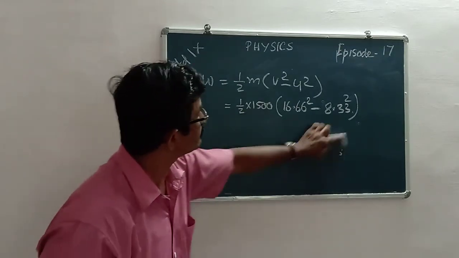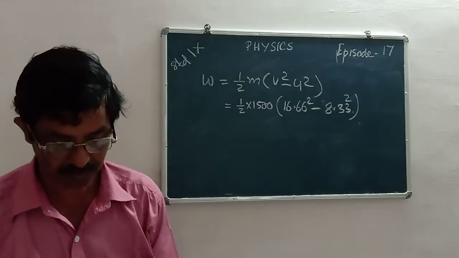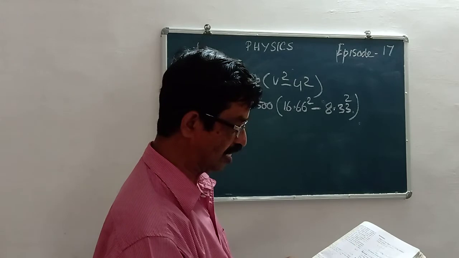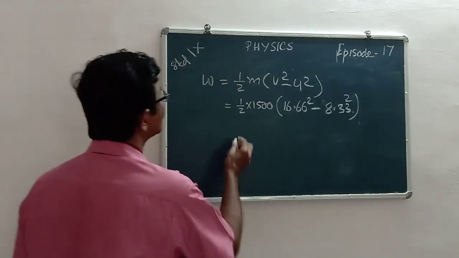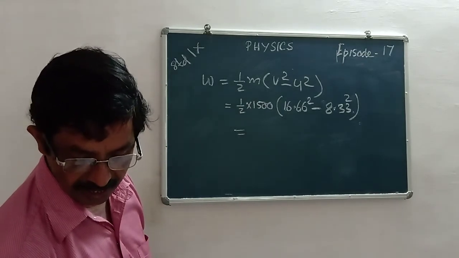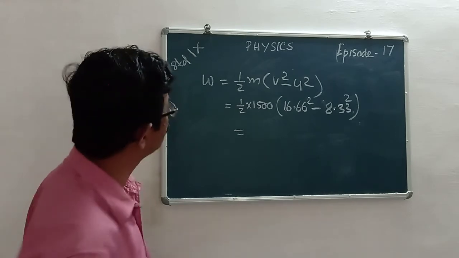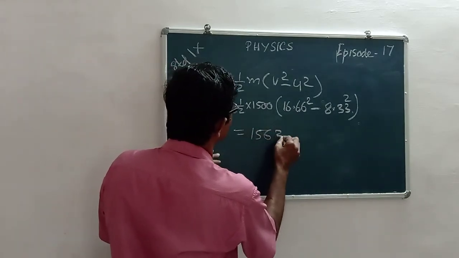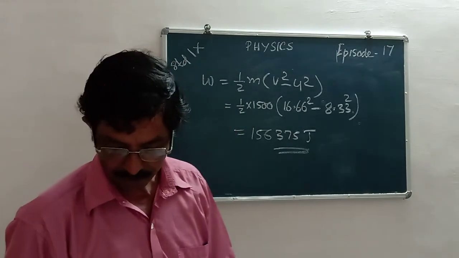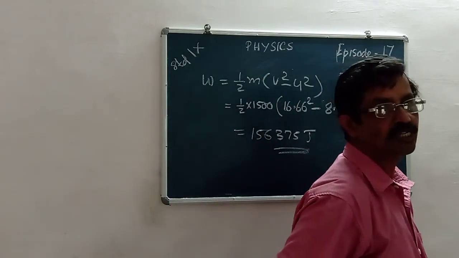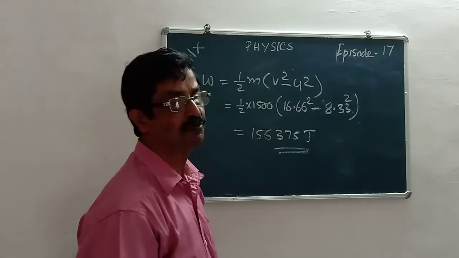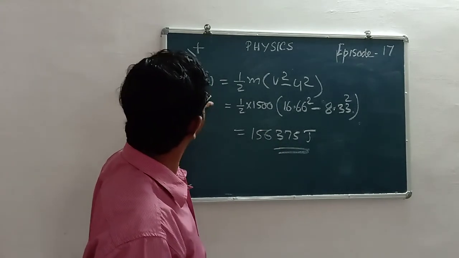See, when we subtract these values, the answer we get, that means the change in kinetic energy, how much do we get? That is 156,375 Joule. That means 156,375 Joule of energy is the work done here.